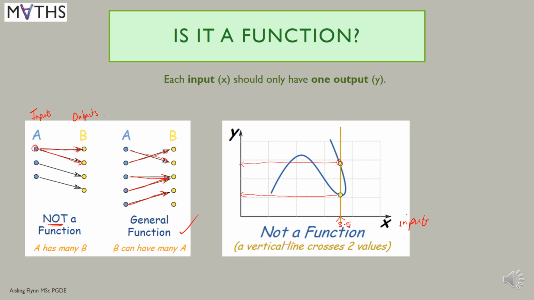And to test a function on a graph, you can do this vertical line test. You can put your pencil down along the y-axis and bring your pencil across, and if at any stage it crosses the graph twice, then it's not a function. For example, a circle is not a function because if you use a vertical line, it can sometimes cross it twice. It fails the vertical line test.